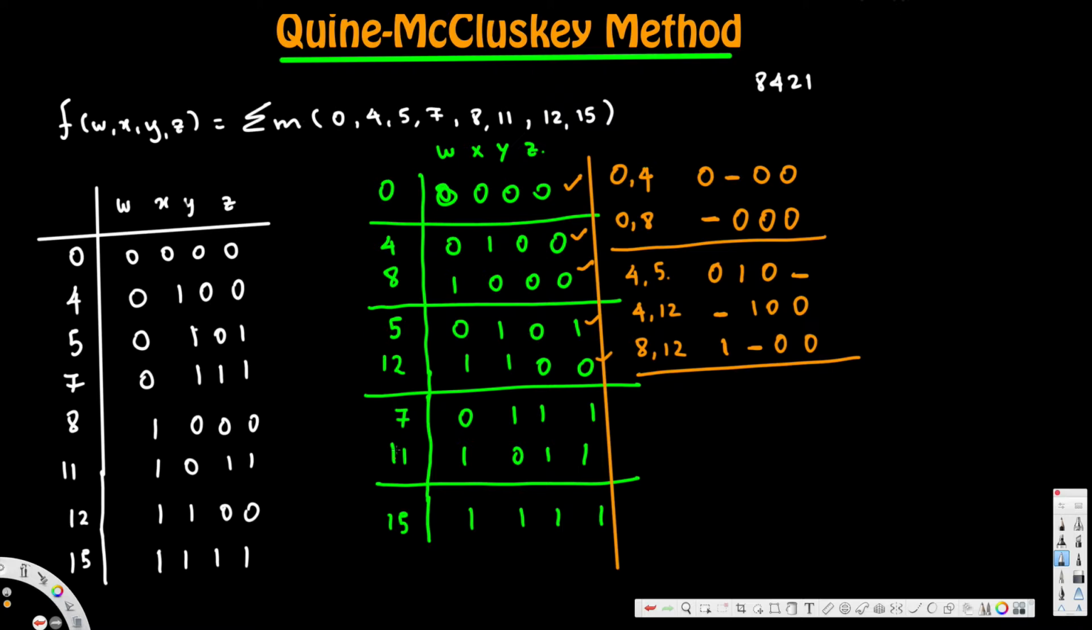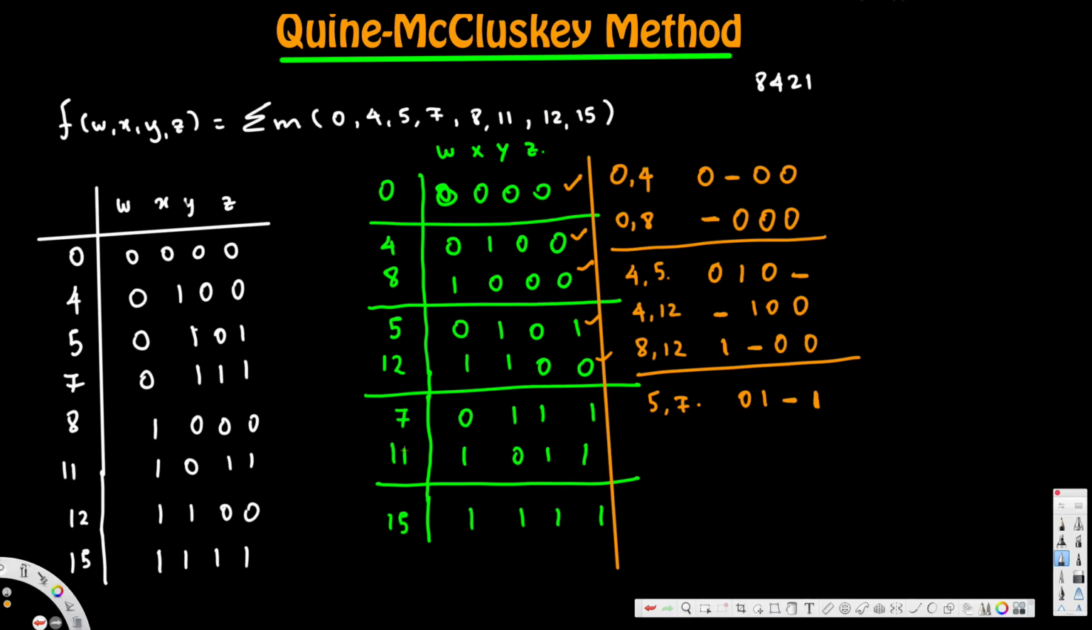7, 5 and 11, 12 and 7, 12 and 11. Now let's compare 5 and 7, 0 1 0 1 and 0 1 1 1. Only the third location is changing, so we can take this one, 5 and 7. Other than third location we have 0 1. In the third location we put a dash, and the last one we have 1. Okay, and then 5 and 11, 0 1 0 1 and 1 0 1 1. 2 locations are changing, so we shouldn't consider this one.